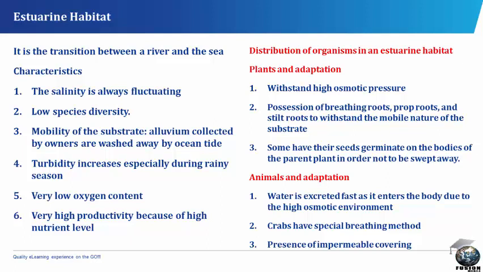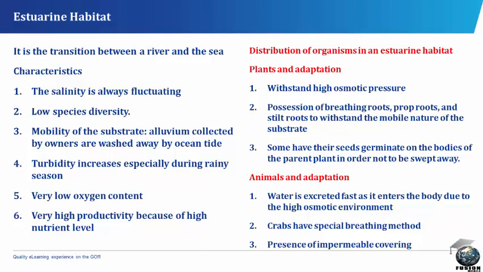Turbidity increases, especially during rainy season in estuarine habitat. There is very low oxygen content, and there is very high productivity because of high nutrient level. The distribution of organisms in an estuarine habitat.